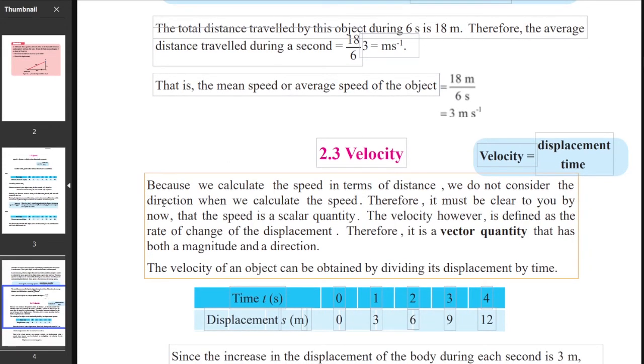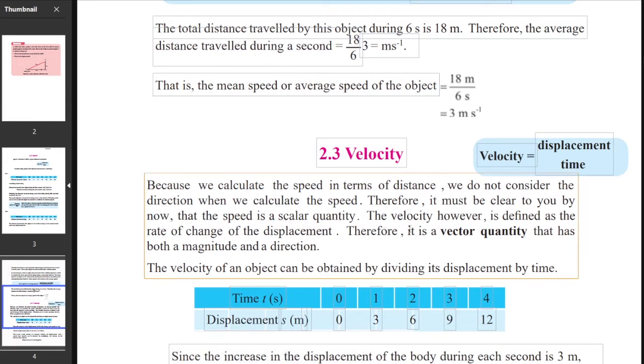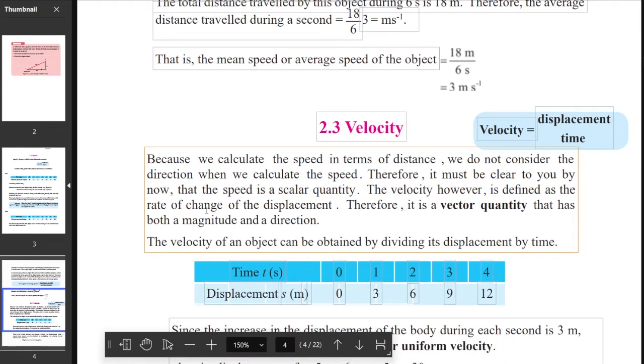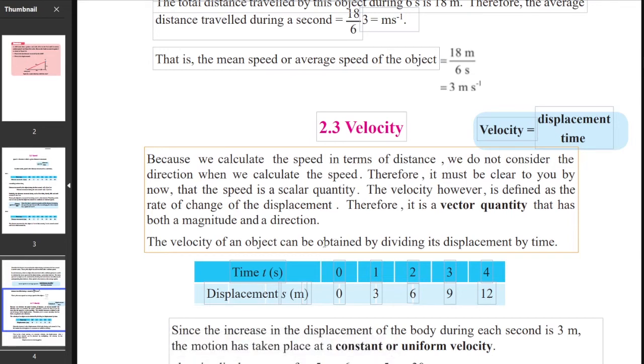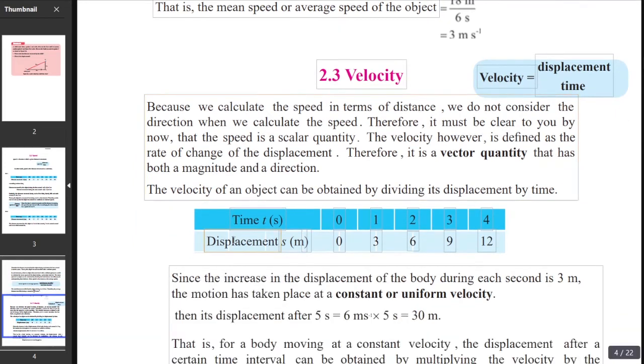Because we calculate speed in terms of distance, we do not consider the direction when we calculate it. Therefore, it must be clear by now that speed is a scalar quantity. Velocity, however, is defined as the rate of change of displacement. Therefore, it is a vector quantity that has both magnitude and direction. The velocity of an object can be obtained by dividing its displacement by time.